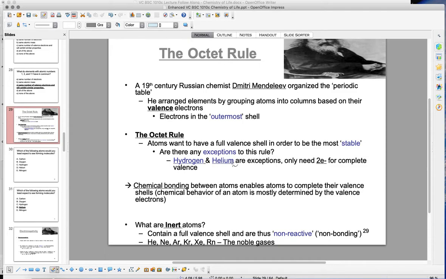And helium's also an exception because helium already has a valence filled with 2. So it's something called a noble gas. It's inert. It's non-reactive, which we'll get to here in a second. But both of them follow the rule in the fact that they want to be stable and they want to have the full valence. It's just not filling up 8. Okay, so that's what the octet rule is.